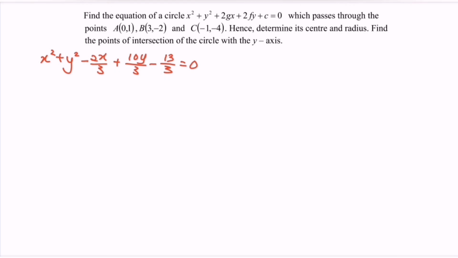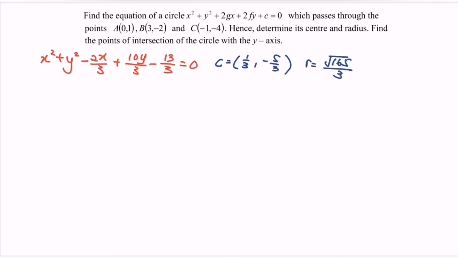Next, for the second part, hence determine its center and radius. So here we have the equation of the circle, with the center (1 over 3, -5 over 3) and with the radius square root of 165 over 3.